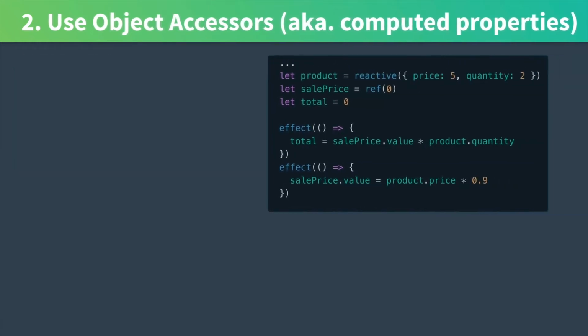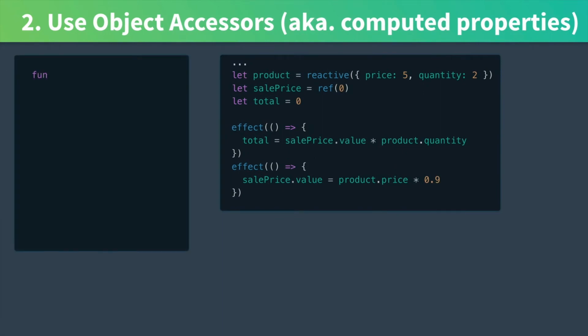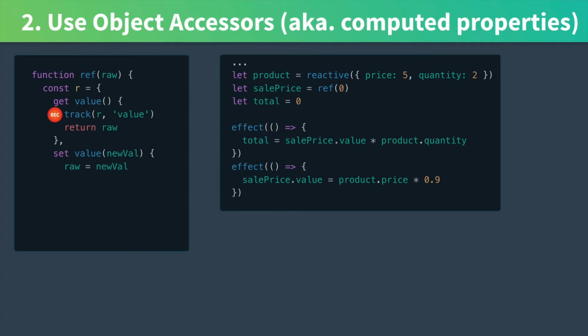Now, how could we use object accessors to define ref? Well, first we define an object with a getter called value. This calls our track function with the object we're creating, r, and value as a key, and then returns the raw value. Our setter takes a new value, sets that equal to raw, and then calls trigger. We then just return the object.